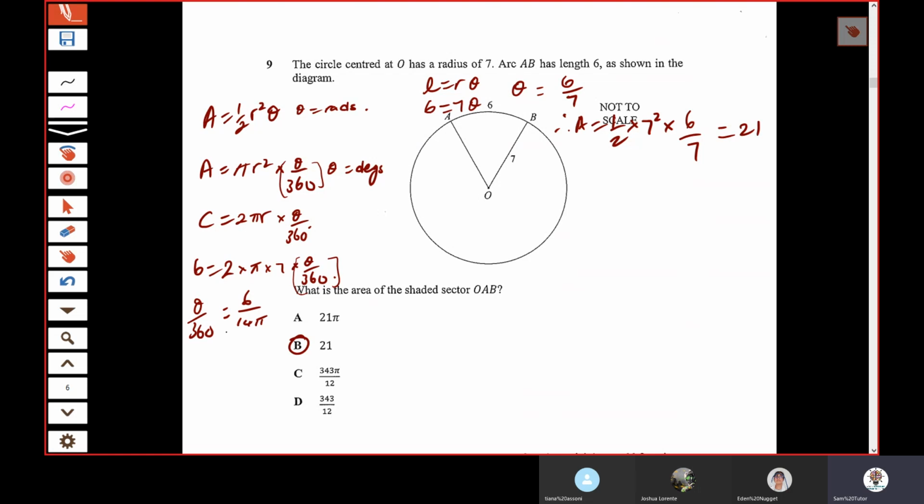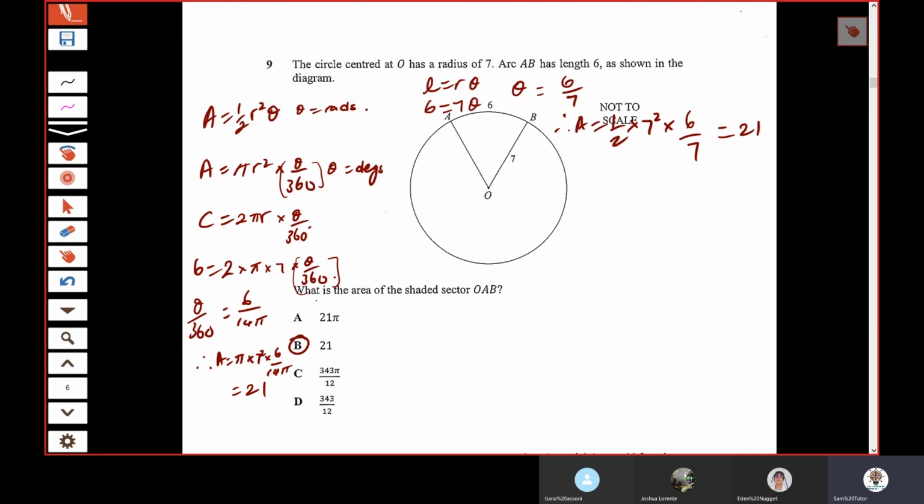Sub that into the original, so therefore area equals pi times radius 7 squared times 6 on 14 pi. And yep, gives you 21. So really very similar math. Maybe this might look harder to you guys, but it's exactly the same, really. And probably better to understand how I've done the substitution there, because, you know, some strong algebra there, if you know not to sub in theta, just to leave it as theta on 360, because they're the same.